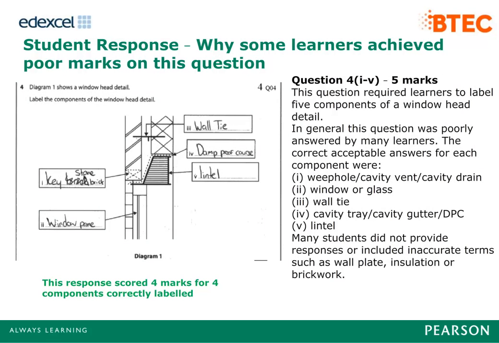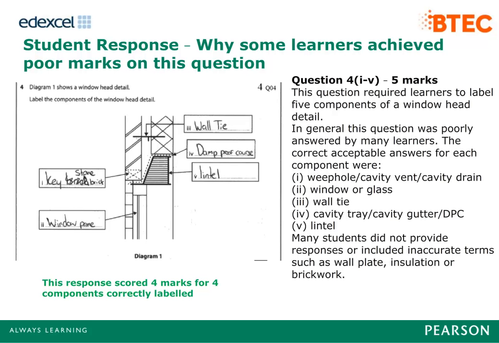Question 4 required learners to label 5 components of a window head detail. In general, this question was poorly answered by many learners. The correct acceptable answers for each component were: Part 1. Weep hole, or cavity vent, or cavity drain.